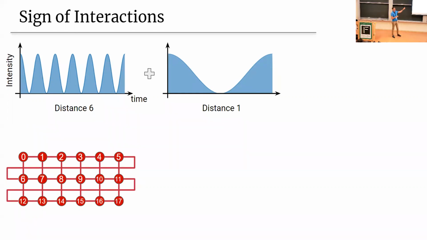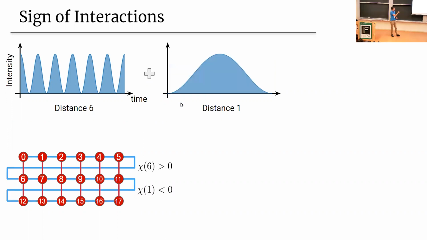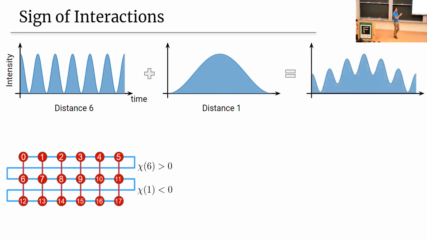And now we have gained a second degree of freedom because we can also change the relative phase of this tri-field compared to this one. And so if we shift it by pi, then we effectively introduce, so if we have ferromagnetic interactions at distance 6, we introduce anti-ferromagnetic interactions at distance 1. And now if we look at the correlation, so this is how the modulation of the tri-field looks like in the end.